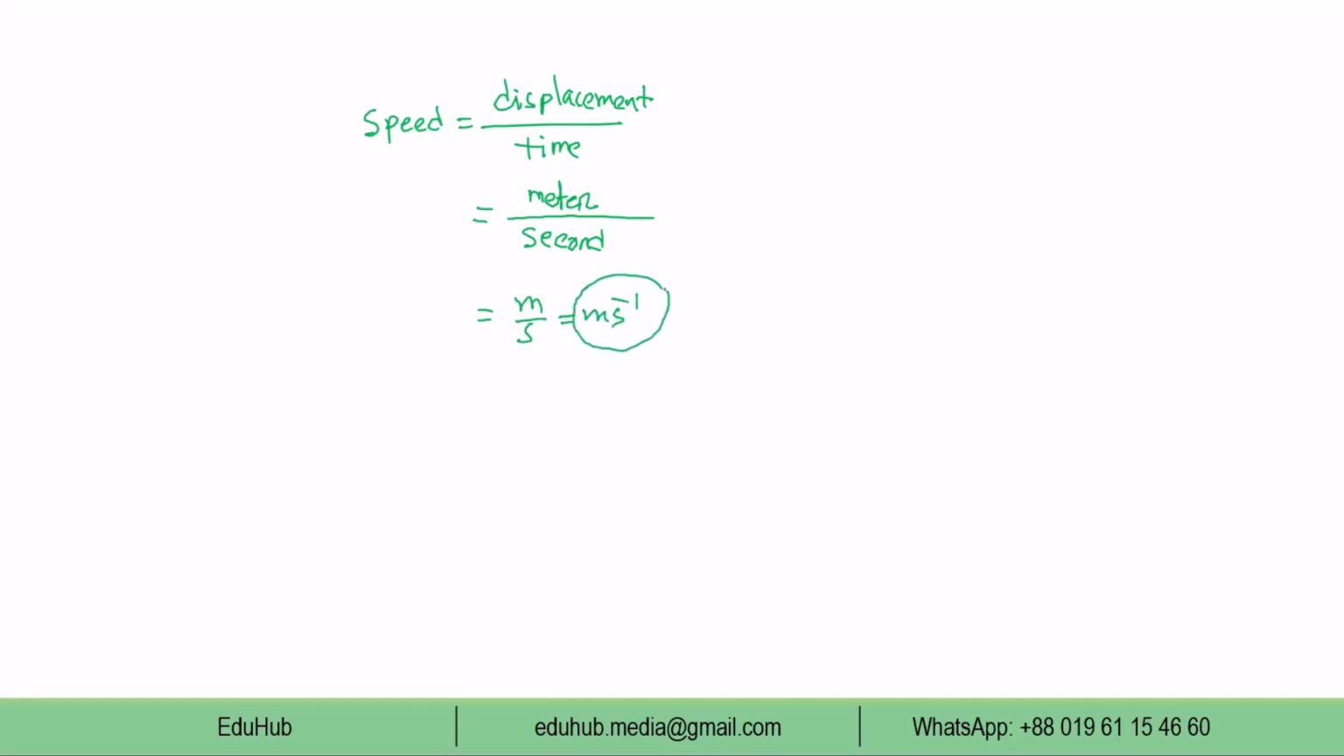So let's do some simple calculation. We know the formula of speed is displacement by time. Now if I want to calculate the unit of speed using the base unit, for displacement the unit is meter, and for time the unit is second. So it is meter by second, that means it is meter per second. Here meter per second is the derived unit of speed.